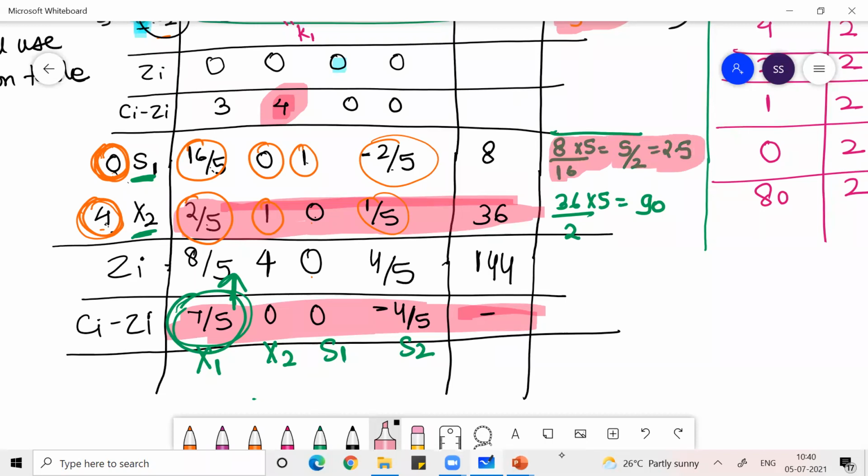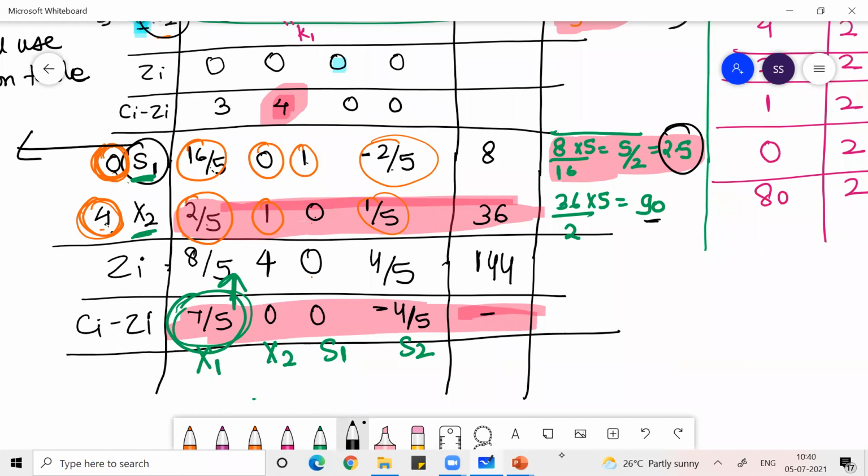Whichever variable corresponds to the minimum theta value, that variable is exiting the solution. So which is having the minimum theta value, guys? Minimum theta value is 2.5. Now 2.5 is less than 90. It means 2.5 corresponds to which variable? S1. So S1 will exit the solution and S1 will be replaced by X1.